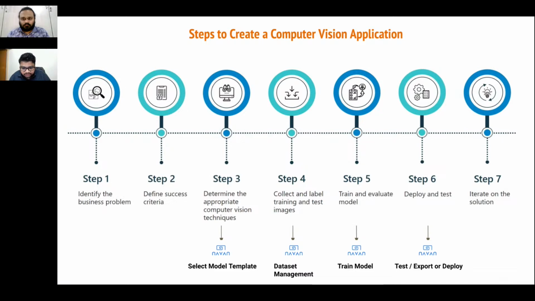So step 7 is to iterate the solution. Let's say if the model is going to decay after some time, you can again come back to the Navan AI platform, and you can still upload more data, iterate your training, evaluate the model, and again do the same thing.